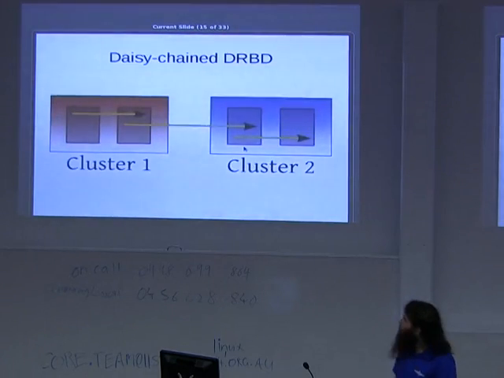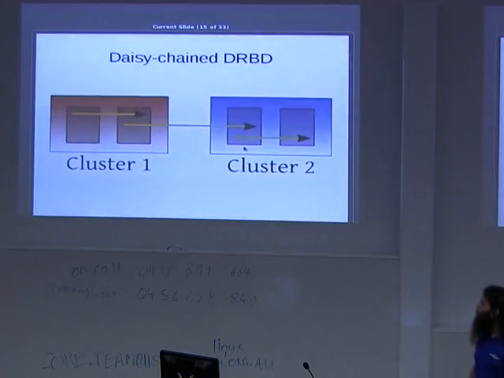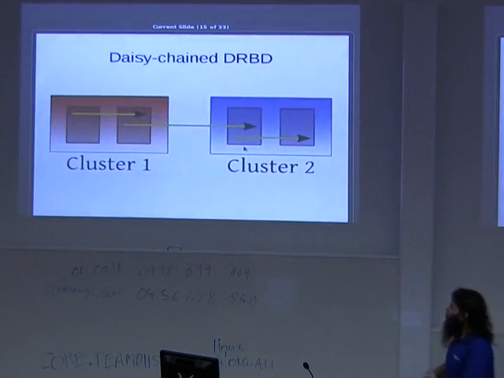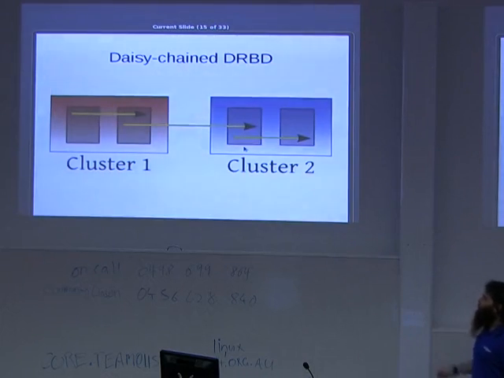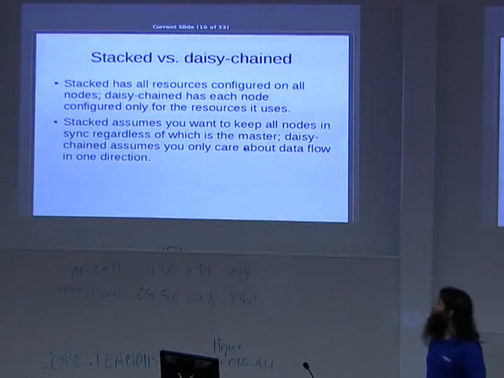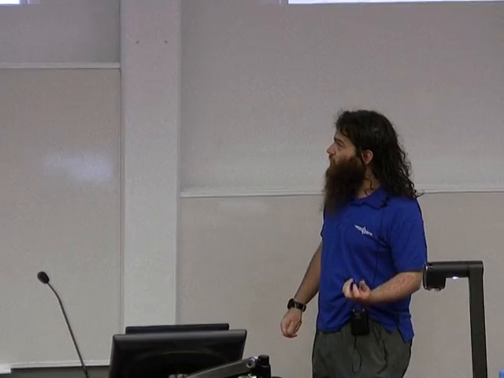However, with daisy-chaining DRBD resources together, the only thing you really want is data flow in one direction. You want to get data from cluster one to cluster two, and you never actually care about having data written onto cluster two making it back to cluster one, because we're going to eventually migrate to the new cluster and cluster one's going to be forgotten about. So they have very different use cases, and although they are similar in implementation, I don't think there's likely to be a lot of overlap in when they would be used.